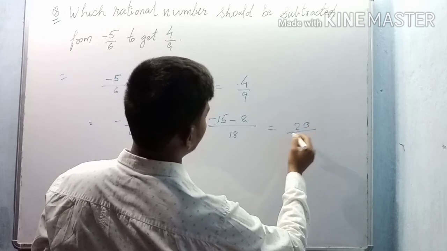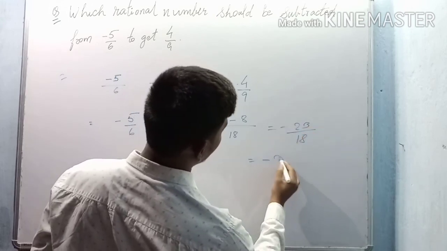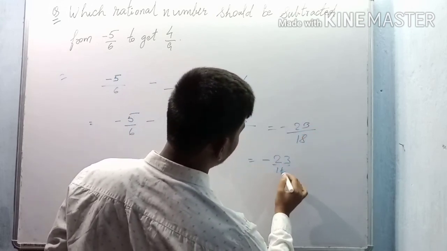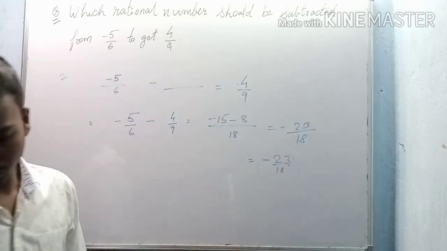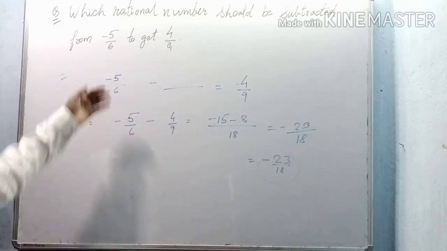So minus 23 by 18. The answer will be minus 23 by 18. Simple.